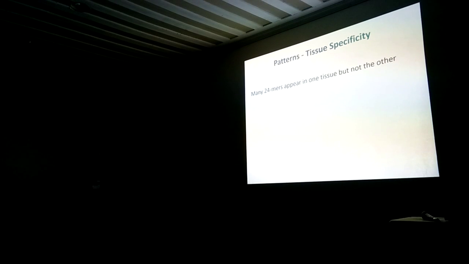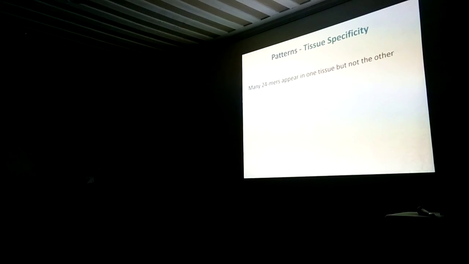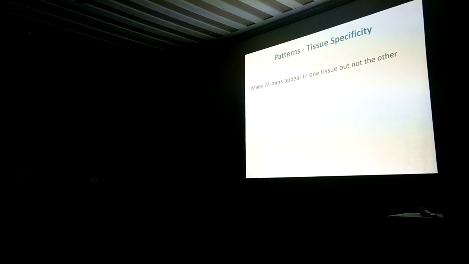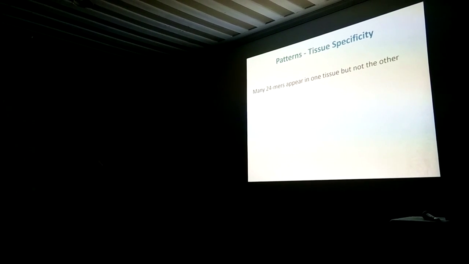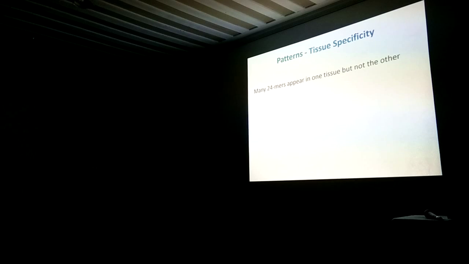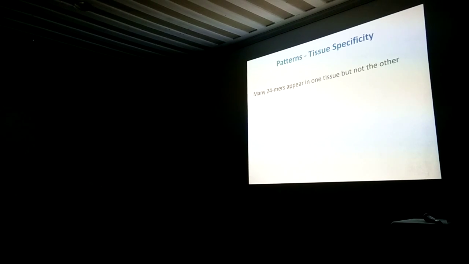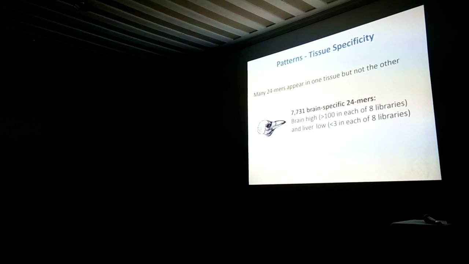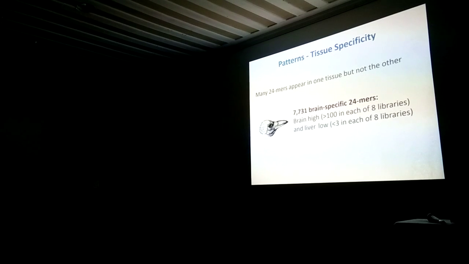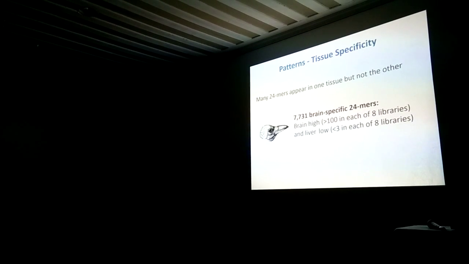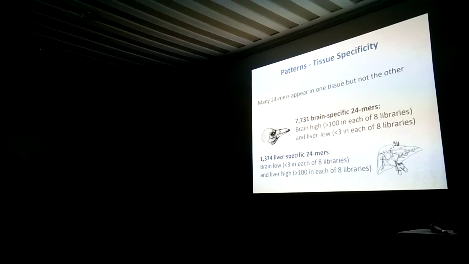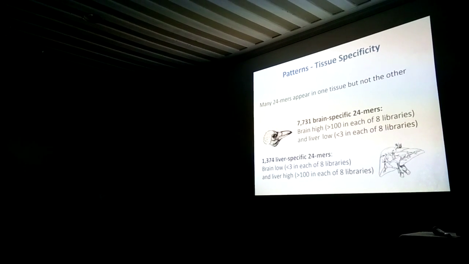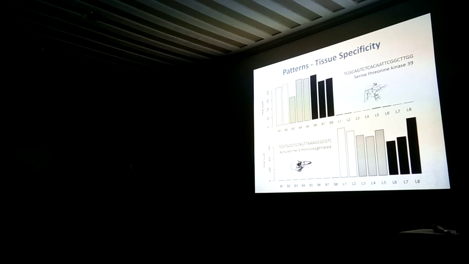One of the first things that comes out is a pattern of tissue specificity. There are a lot of 20-mers that appear in one tissue, but not in the other. So these 20-mers appear in high numbers in, say, all of the brain libraries, but none of the liver libraries, and then the inverse. There are about 7,700 brain-specific 20-mers, so again, 20-mers that appear at high levels in the brain and very little or not at all in the liver. And 1,300 liver-specific 20-mers with the opposite pattern.